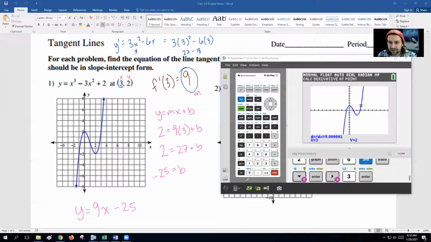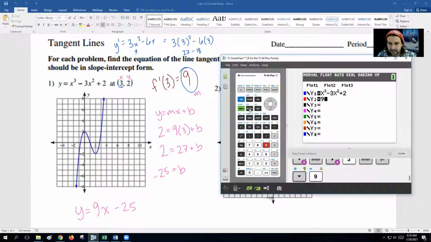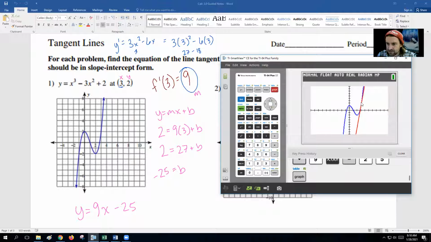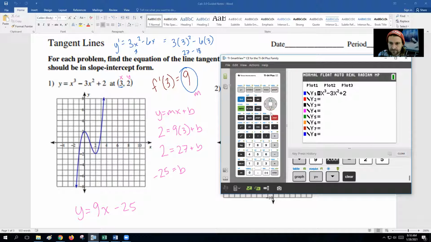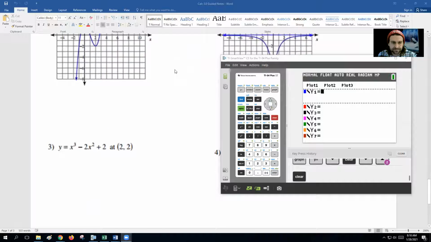And since we have a graphing calculator out, if we just make a whole other equation here separately and say, okay, y equals 9x minus 25, we should see at the point 3,2, which is about right here, that the tangent line crosses or touches the original graph and only that point right there. It's pretty cool. All right, so we'll do another problem here just to get you guys familiar with those steps that we just went through all over again.